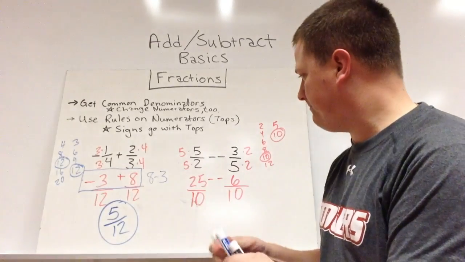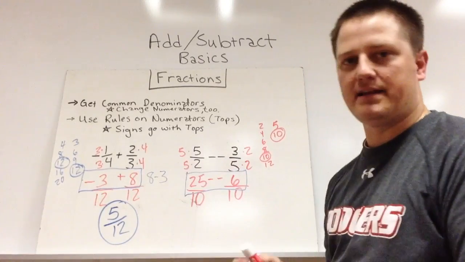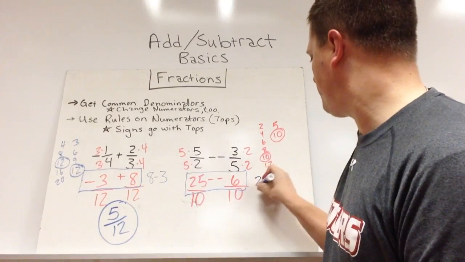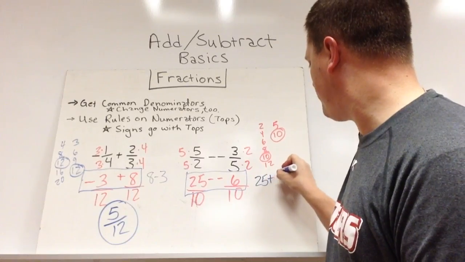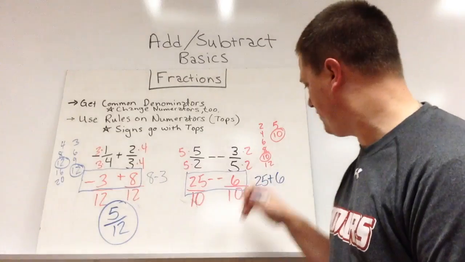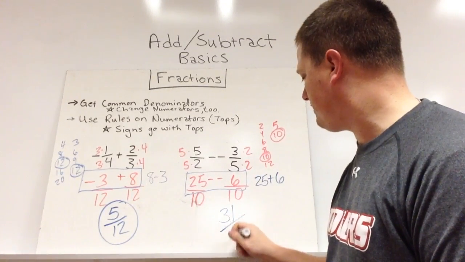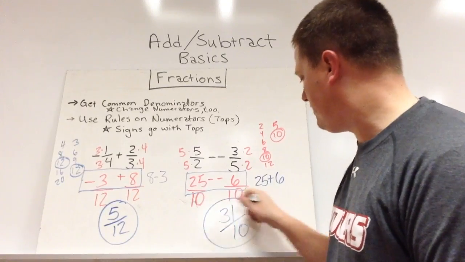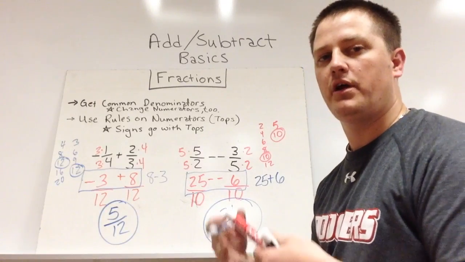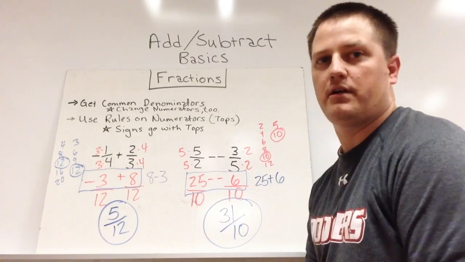So my math problem is 25 minus negative 6, which is 25 plus 6 when we use our addition or add-subtract rules. 25 and 6 make 31. And again, keep our 10. If you can reduce, we reduce. Otherwise, we can just leave it the way it is, or you can turn it into a mixed number if you want.